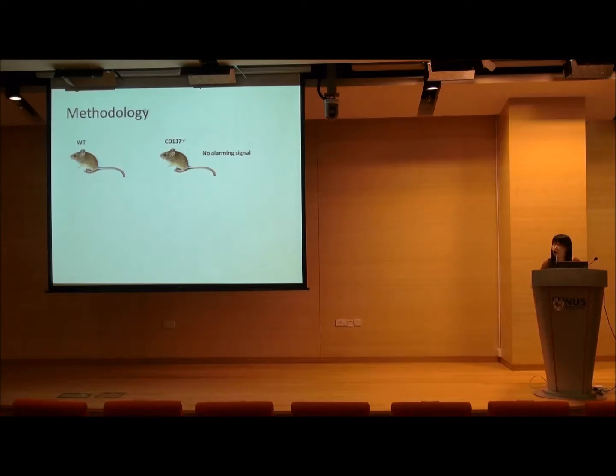So this is the methodology of my system. In immunology studies, knockout mice are a very commonly used strain. So we had the wild-type mice and we had the CD127 knockout mice. In these knockout mice, there is no alarming signal when there is an infection going on. And next, I'm going to create a small crime scene. That is the infection in the mice.